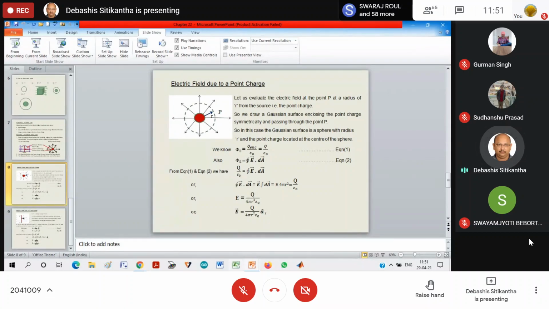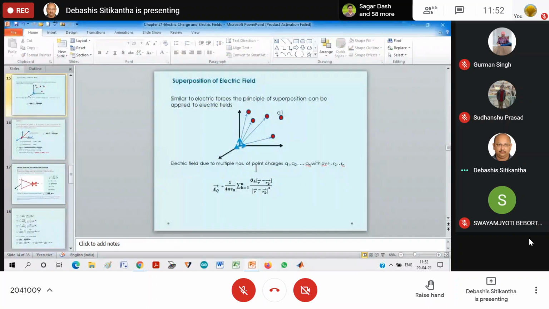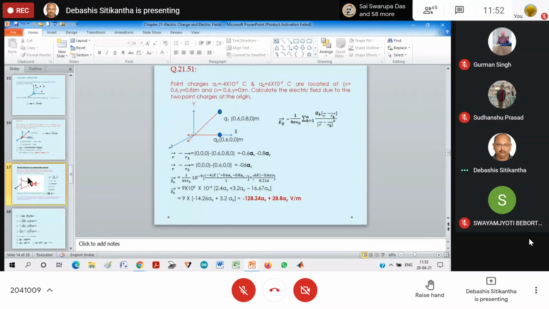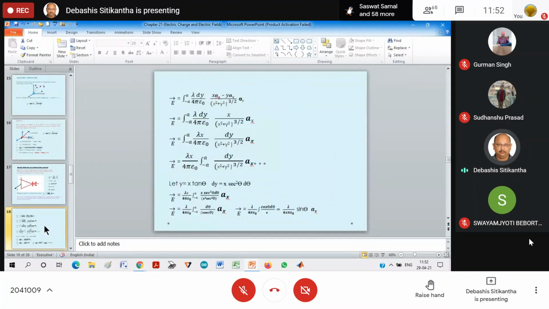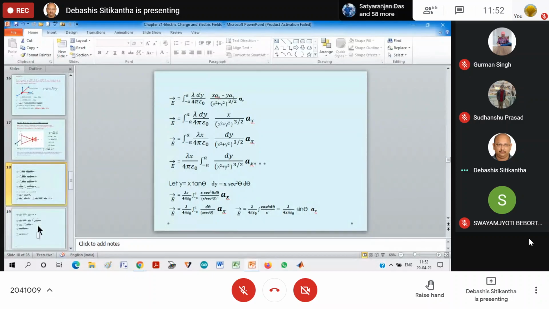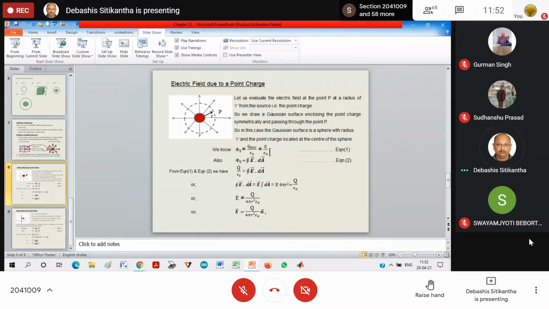Now, let us have a comparison for a line charge. Just have a look at how we were calculating the electric field at a distance of x from a line segment. Just see how many calculations we are doing. First slide, then this is your second slide, then this is your third slide. We require so long a derivation. Now you will see the magic of this Gauss law.